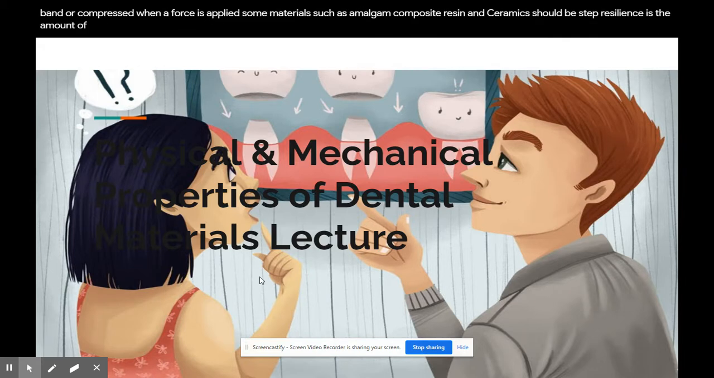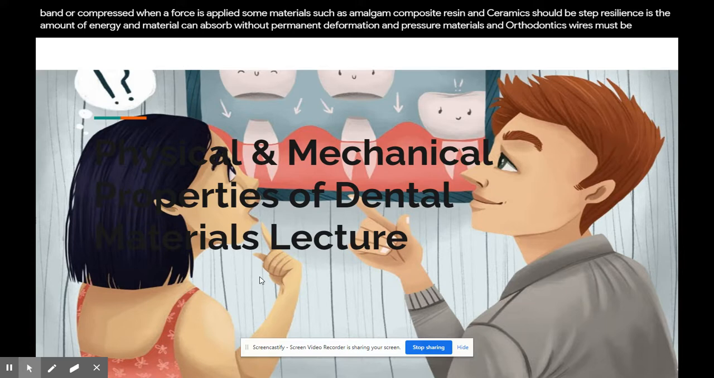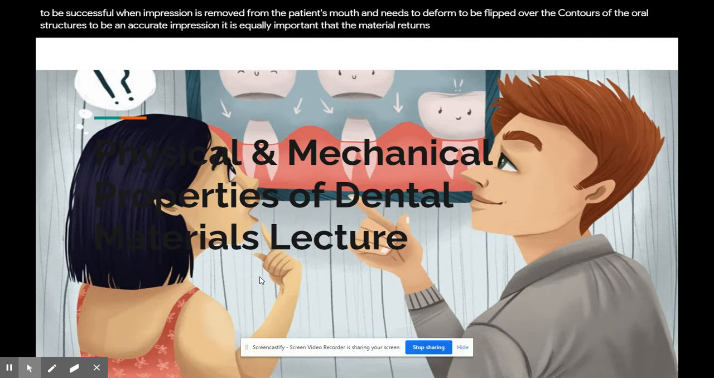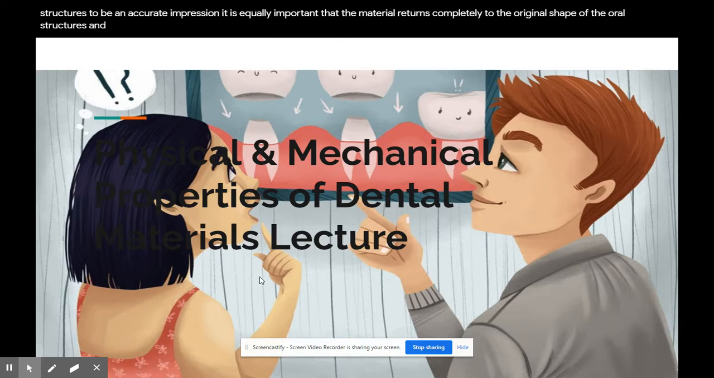Resilience is the amount of energy a material can absorb without permanent deformation. Impression materials and orthodontic wires must be resilient to be successful. When the impression is removed from the patient's mouth, it needs to deform to be slipped over the contours of the oral structures. To be an accurate impression, it is equally important that the material returns completely to the original shape of the oral structures impressed.